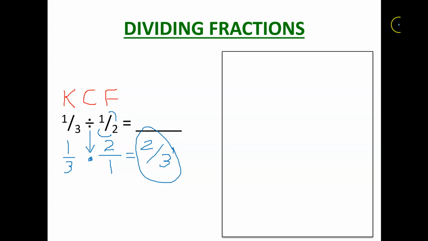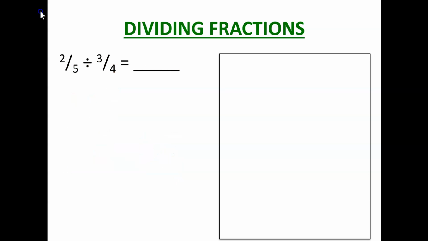Remember, keep the first fraction, change the division symbol, flip the second fraction. A second example here, 2/5 divided by 3/4. Let's remember our 3-step process. Keep the first fraction, change the division symbol, flip the second fraction. 2/5 is kept. It's the same. Change the division symbol into a multiplication symbol, then flip the second fraction.